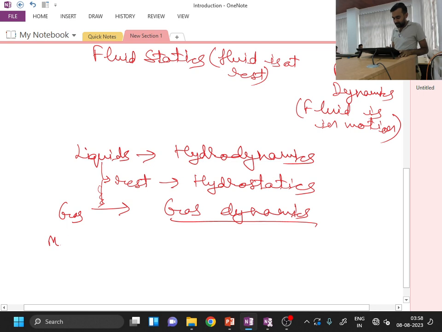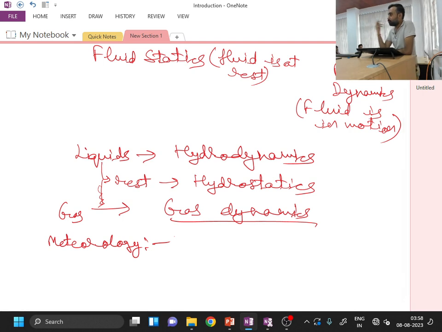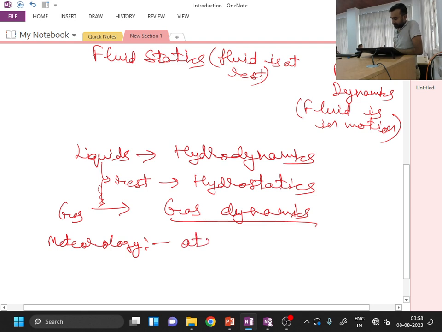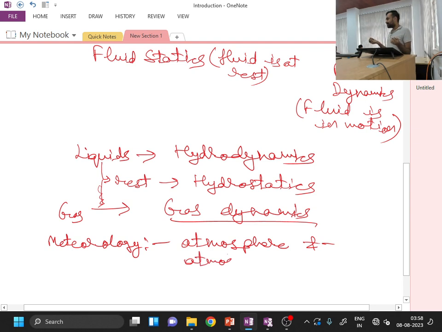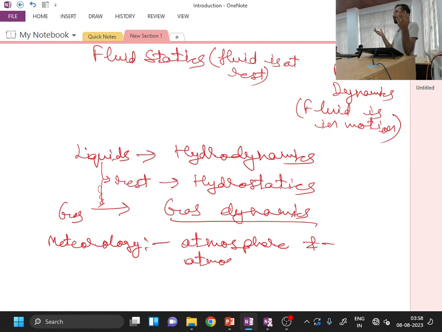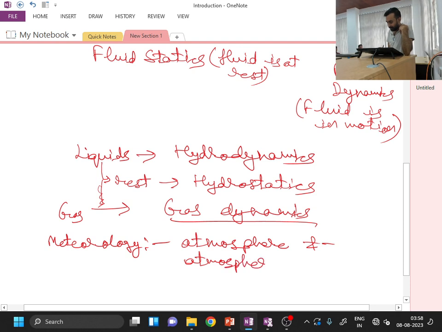Then we have a few more very specific terminologies. So for example, one we call is meteorology. So what is this? If you do study the atmosphere and atmospheric phenomenon. So atmosphere also consists of fluids only. Okay, and all the atmospheric phenomenon which are taking place, these are also nothing but fluid phenomenon. What are the atmospheric phenomenon involving?